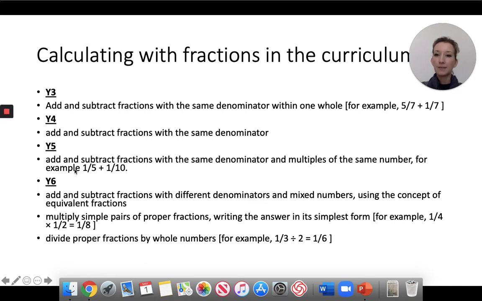And then in Year 5, we look at different denominators, and this is where understanding multiples comes in very handy, and hence why doing your times tables test at the end of Year 4 really lays the foundations for picking these concepts up very quickly. And in Year 6, you're looking at adding, subtracting and multiplying fractions, and then dividing as well.